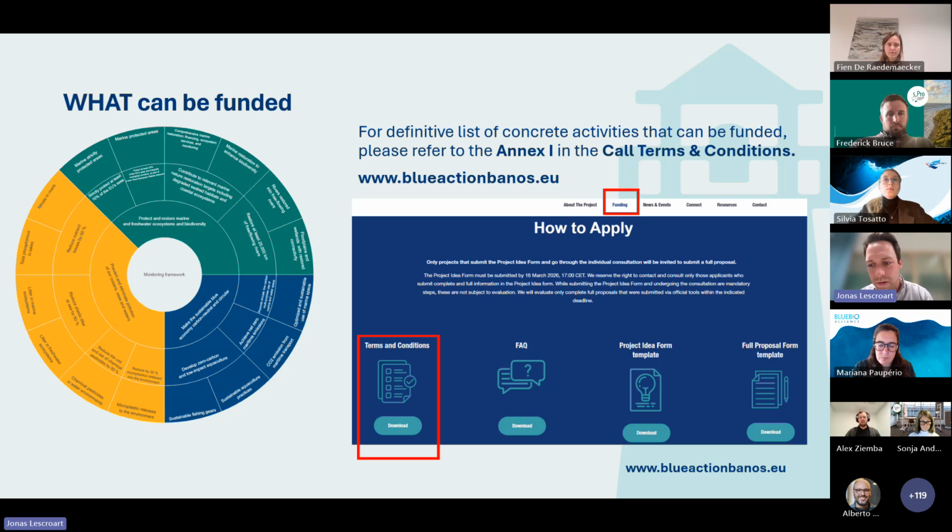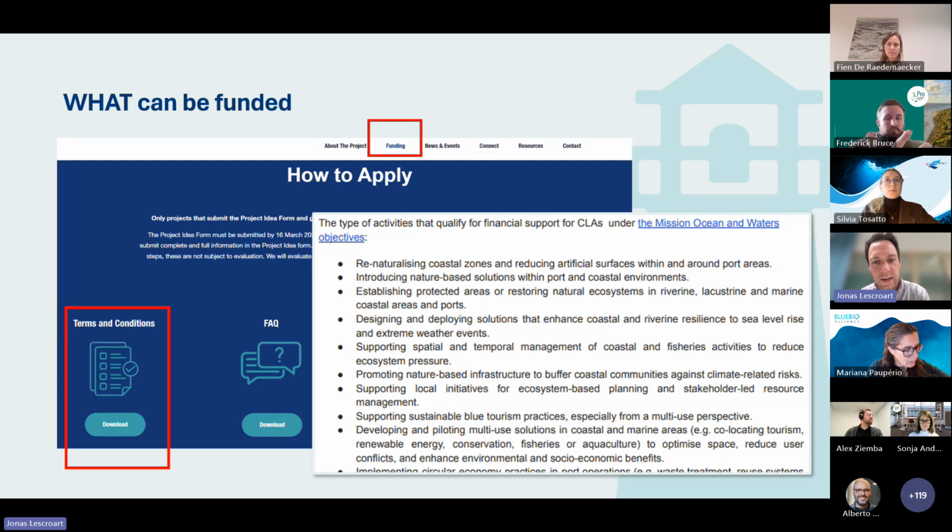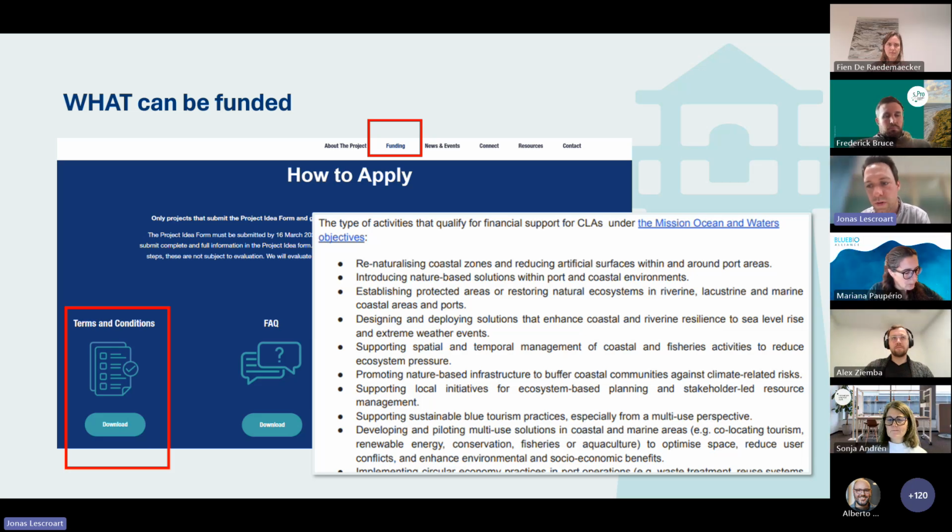And then to make it absolutely concrete, we have a list of activities that can be funded. This list is found in Annex 1 of the terms and conditions of each open call. So if you go to our BlueActionBANOS website, under the tab Funding, you can download the document with terms and conditions. And on page 21, if I'm not mistaken, you'll find Annex 1 with a list of activities. This is what it looks like. These are not all the activities. In this case, this is for the community-led action open call, just the top of the list I'm showing here.